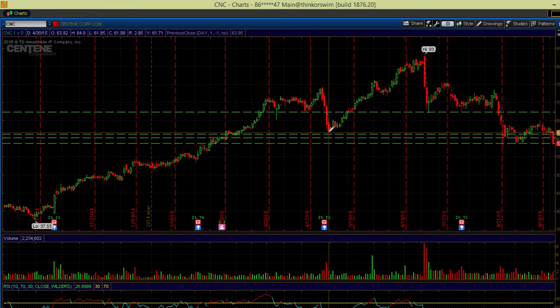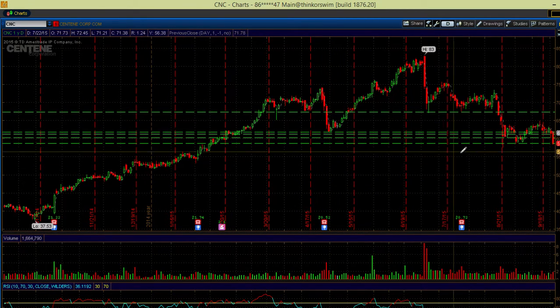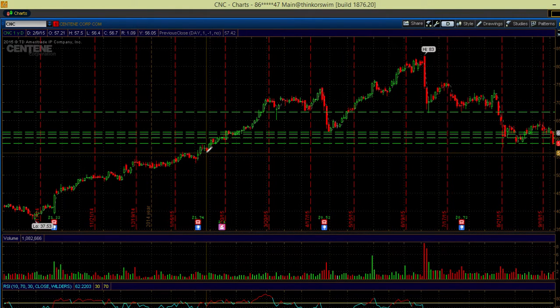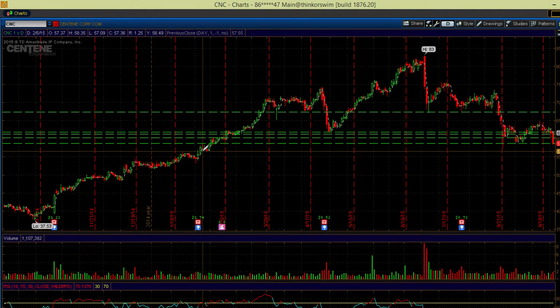Low 61.85. Let me go up one more tick. Oops. Okay, 82 is close enough. So I think I found all of the levels here. Let me get this one. Low on this candle, 56.40. Go up, 56.38 is as close as it's going to get. If I can get it, there it is.